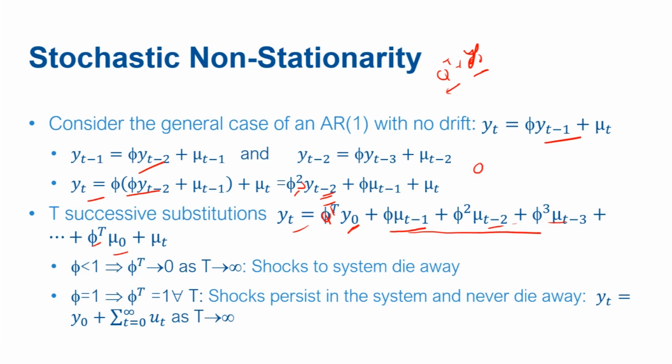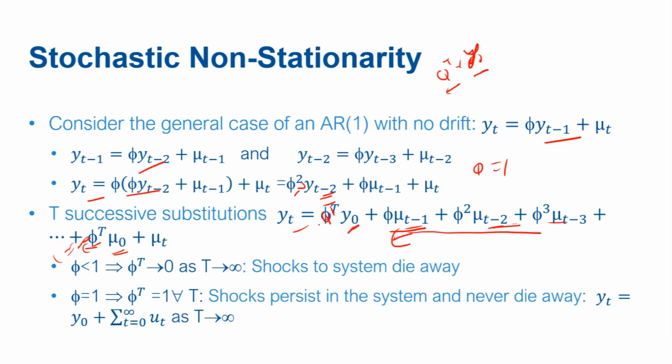However, if this phi equals 1, it has a very undesirable property. Whether this is a more recent shock or a shock which was much further away in time, that is mu naught, this will also become 1. So mu naught or mu t minus 1, mu t minus 2, whatever shock exists, it never dies down.